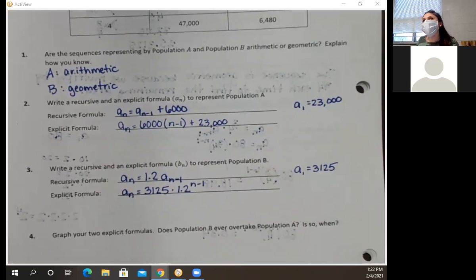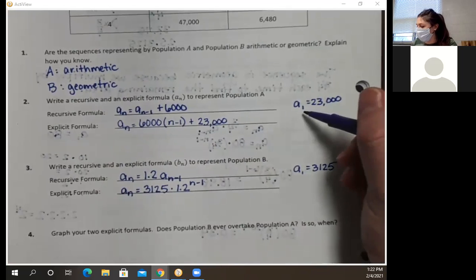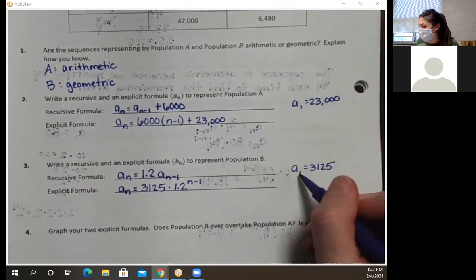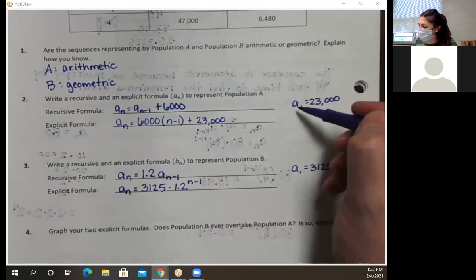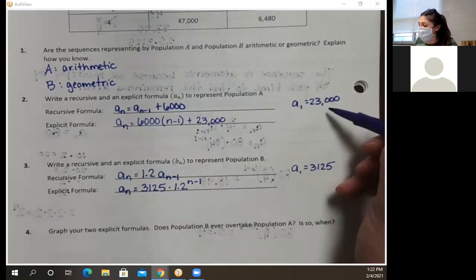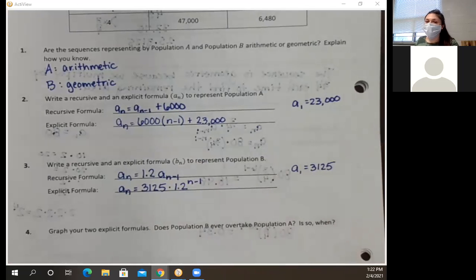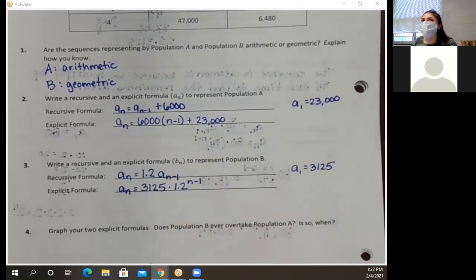Go ahead and check your formulas when you're finished. I used the first population number that they gave me for A and B. So my explicit formulas are based on that first term being 23,000 for population A and 3,125 for population B. If you used a different number, then these portions will be different in your explicit formula.